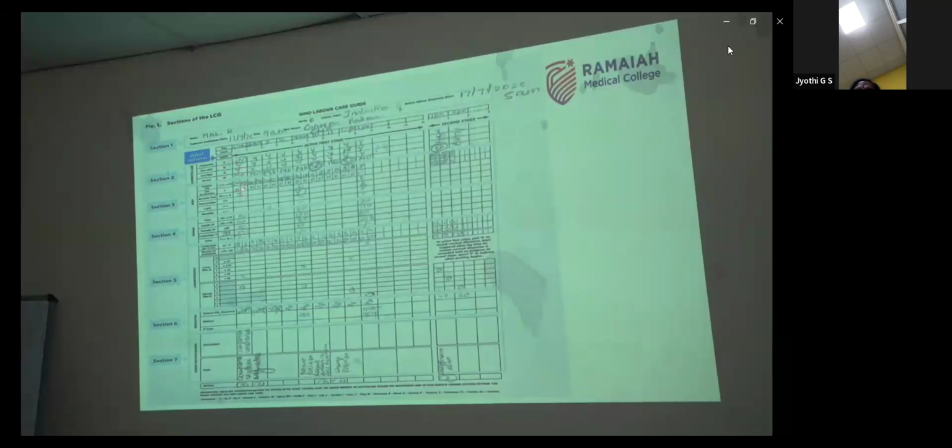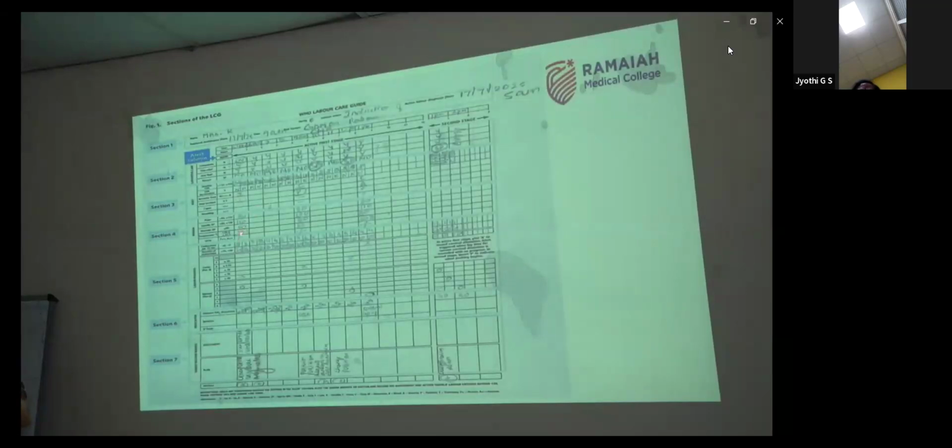Coming to baseline FHR, the FHR was 134, and there was no deceleration, and hence N was marked. Membranes were intact, hence I was marked. The maternal pulse was 80 beats per minute, and the BP was 110 by 80 mmHg. Temperature was 37.2, which was afebrile. Before reassessment, she was told to void urine, and the urine was assessed by dipstick method, and no protein or acetone was present.